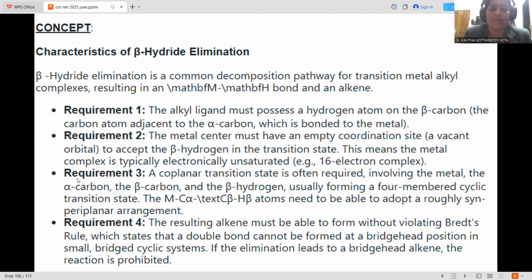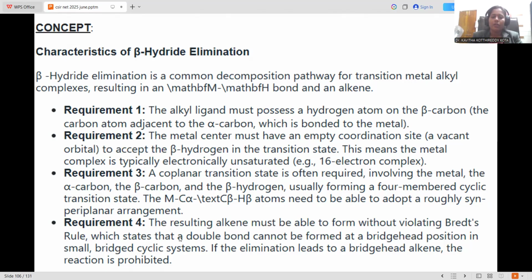valency orbital. And another requirement is that a coplanar transition state is often required, involving the metal, alpha carbon, beta carbon, and beta hydrogen as well. So that 4-member cyclic ring transition state requires a coplanar transition state. So the metal with respect to the alpha carbon and beta hydrogen, a 4-member ring system will originate that is able to adopt roughly a syn periplanar arrangement. All the atoms are arranged on one side, so that syn periplanar arrangement is provided. So it's a kind of coplanar transition state. This is also another requisite condition in order to go for the beta hydride elimination.